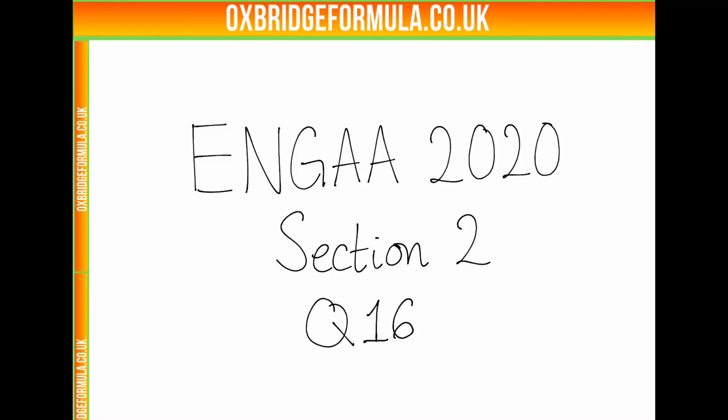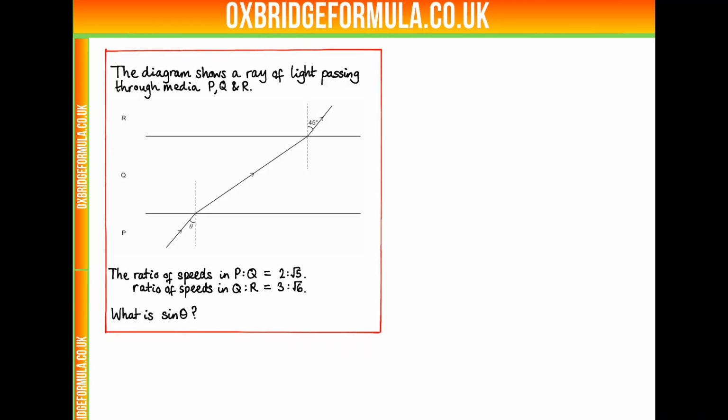This question is taken from the ENGAA 2020 Section 2 paper, and it is question 16. The question reads, the diagram shows a ray of light passing through media P, Q and R. So as shown here, it comes in at theta and leaves at 45 degrees. The ratio of speeds in P to Q is 2 to square root 5. The ratio of speeds in Q to R is 3 to square root 6. What is sine theta?